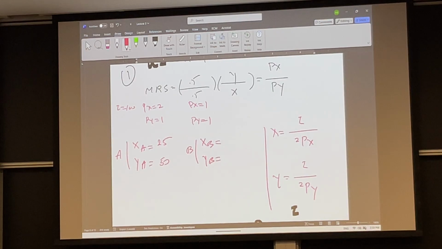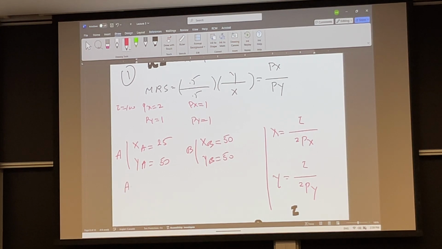You're going to consume 50, and how much Y? 50. Y and X are independent, so I'm not going to change that. Y, you're going to change X, consume 25 more.